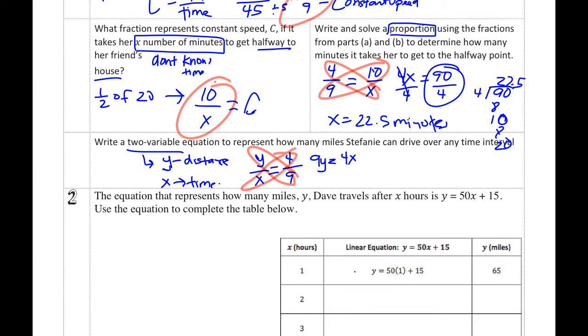What do I do next? Gotta get that y by itself. Divide by 9 on both sides. The 9 goes away. We get y equals 4 over 9 x. You'll see that our constant speed pops up again, right? Great.